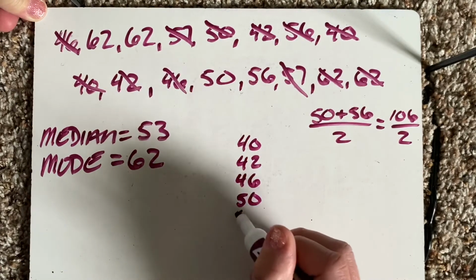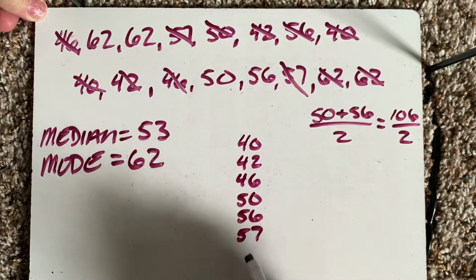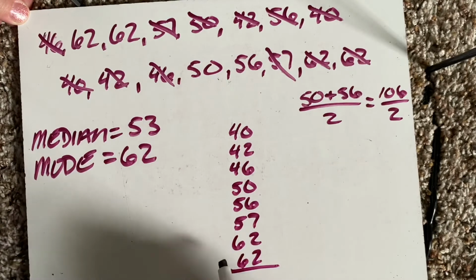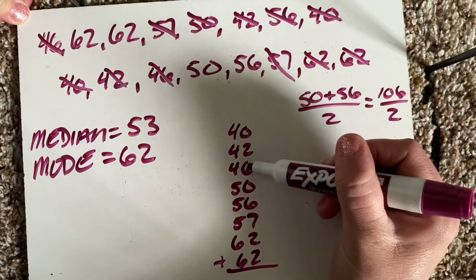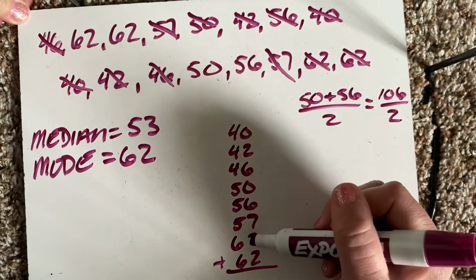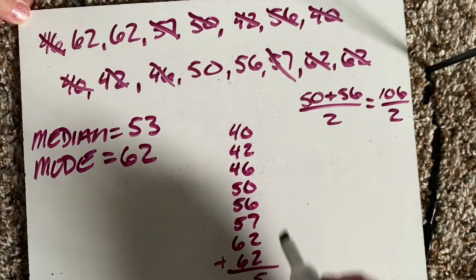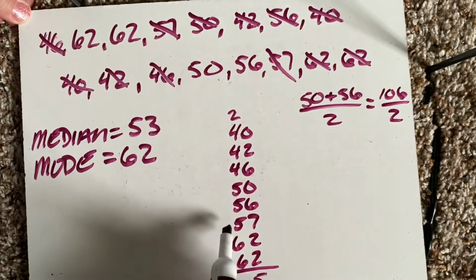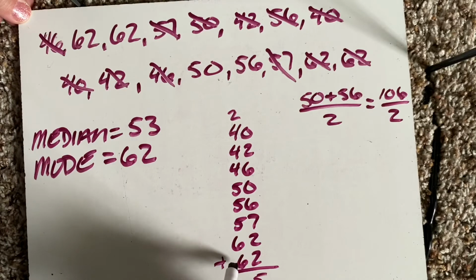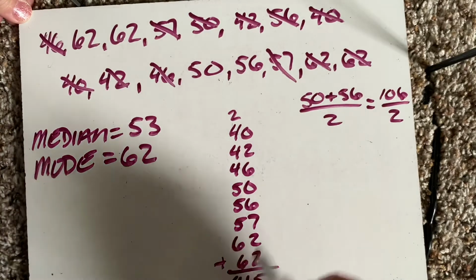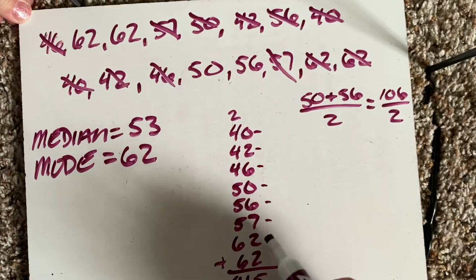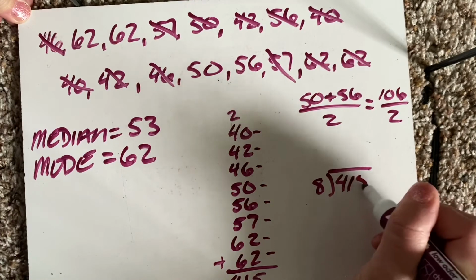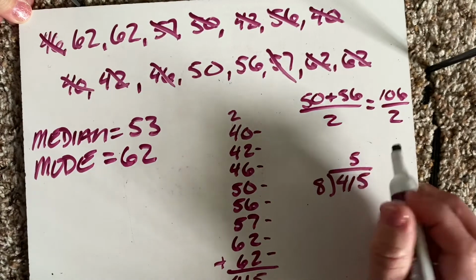This example also asks us to compare the mean, or the average, to the median and the mode. If you remember from lesson 1, to find the average, to find the mean, which are different words for the same thing, we add up all our data points and then divide by the number of data points we have. So when I add up all those data points, I get 415. I'm going to divide 415 by 8 because I have 8 months of spending that I'm looking at.